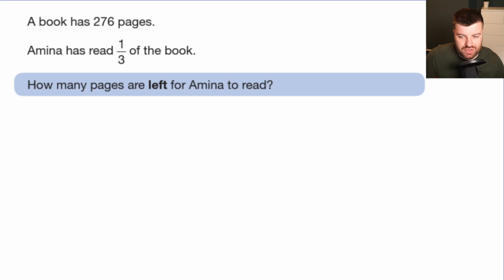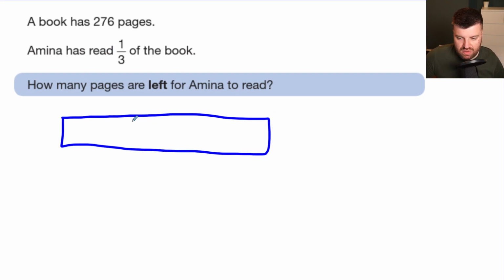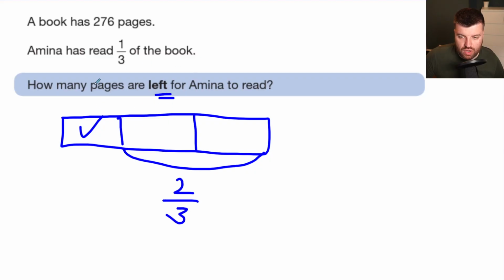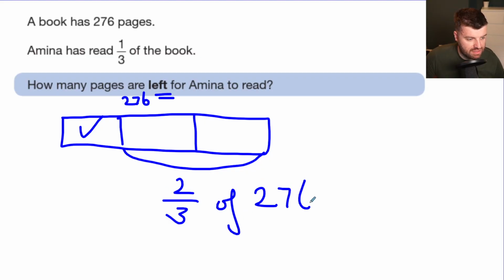Next one, a book has 276 pages. Amina has read 1/3 of the book. Again, it's always good to do little notes. I like to do a bar model from time to time. She's read 1/3 of her book. How many pages are left? So we need to work out how much is left. This is 2/3. The total number of pages in the book was 276. So what we're finding really is 2/3 of 276.